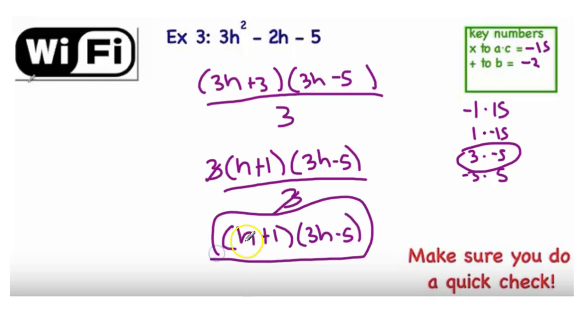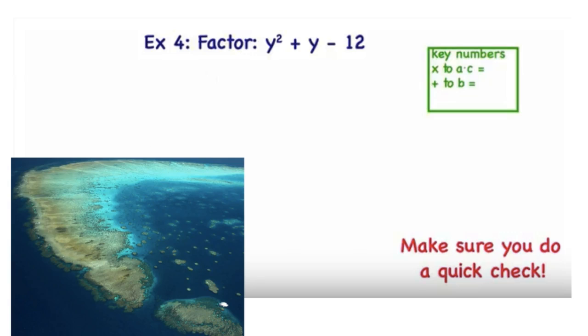All right, that's it. Quick check. h times 3h, that's 3h squared. 1 times negative 5, that's negative 5. And then you could do the inside ones. 1 times 3h is 3h. h times negative 5 is negative 5h. Negative 5 plus 3, negative 2. Oh, we're good.